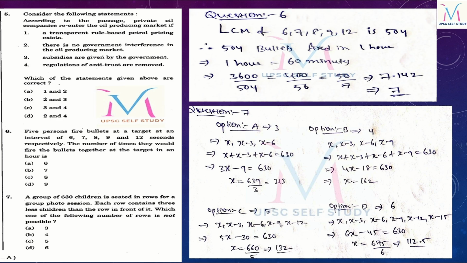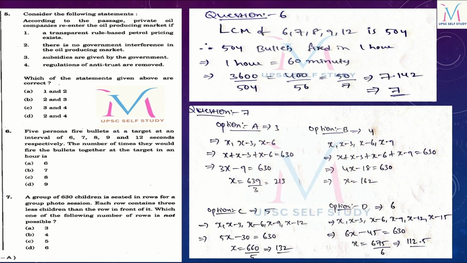Again if we simplify, 3x minus 9 is equal to 630, and we only want x. This 9 will go to that side and become plus, so 639 divided by 3, and x is equal to 213. See, now x is 213. So now in the first row for option A, 213 members are sitting. According to the question, x is equal to 213, right? So x minus 3 means 213 minus 3, 210.